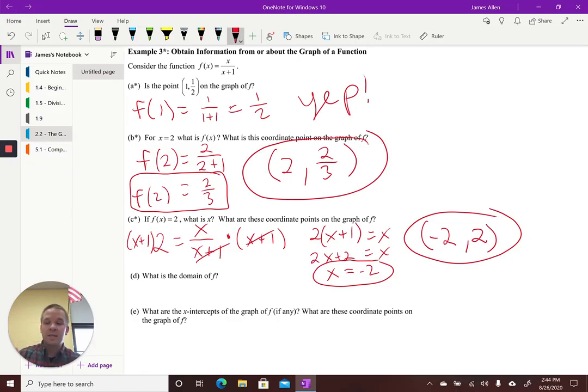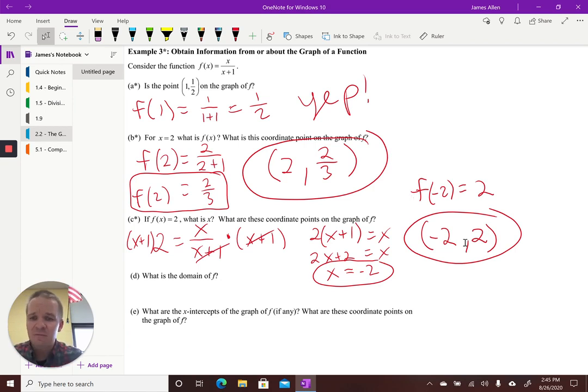Okay? So we're connecting this f of negative 2 equals 2 to the negative 2 comma 2 ordered pair, okay? So you'll sometimes see things written like this, f of negative 2 equals 2. This means the same thing as this ordered pair right here, okay? So you need to be familiar with those different notations. All right.